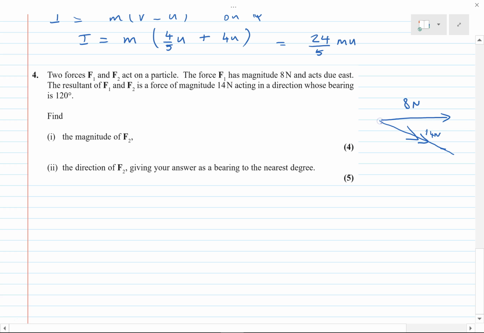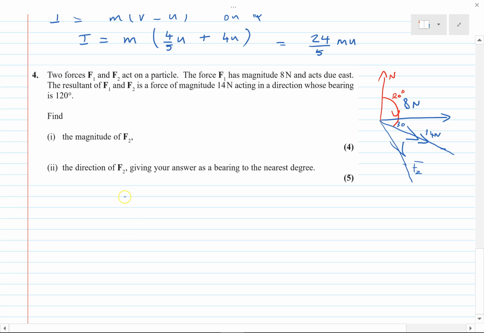So obviously F2 must be coming off there somehow, because it's the result. So it's asking for the magnitude of F2 and the angle that F2 is making as a bearing. This angle here is obviously 30 degrees because we've got a bearing of 120 from the north clockwise, 120 degrees there. Okay, so let's do the diagram, because I'm going to draw a vector triangle so we can work these things out. It's going to be cosine rule and sine rule and that type of thing.